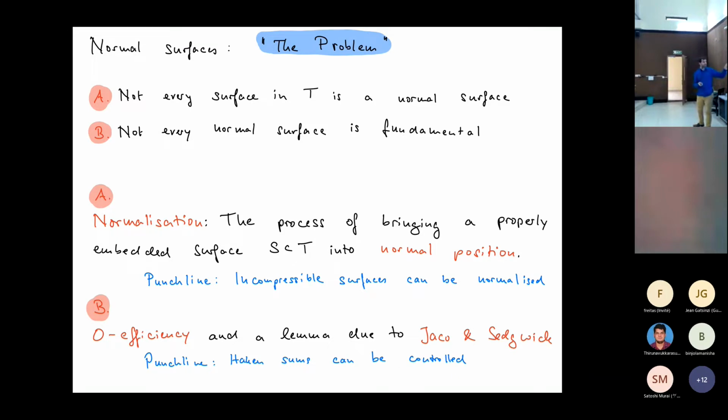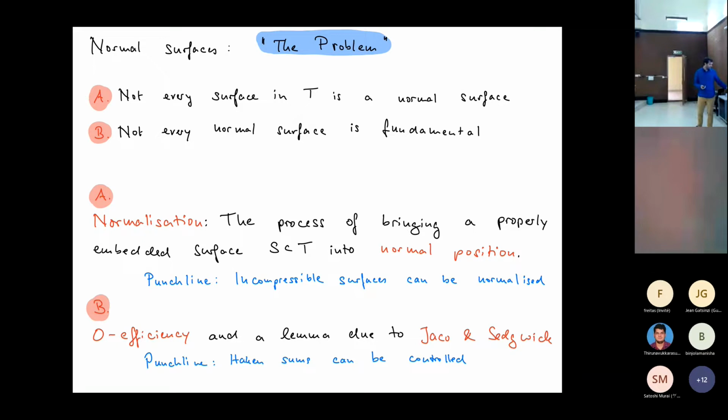So if you want to have an algorithm that finds a certain surface and then, in finite time, tells you, yes, the surface exists, so we have a certain outcome of our algorithm, or no, the surface does not exist, so we have a different outcome, you cannot afford to go through arbitrary length Haken sums.